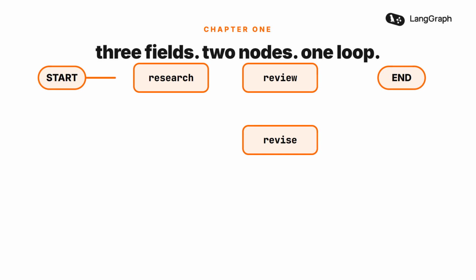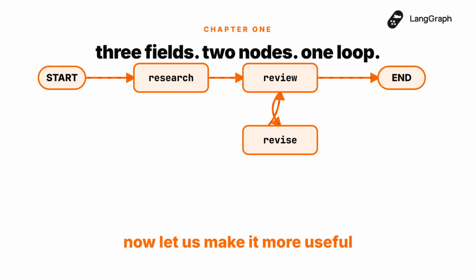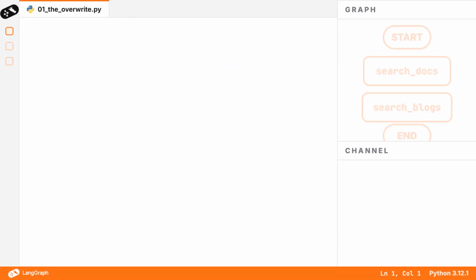In Chapter 1, we built a graph. 3 fields of state, 2 nodes, and 1 conditional edge that made it loop. Everything worked. Now let us make it slightly more useful and watch it break. Our research assistant needs notes.